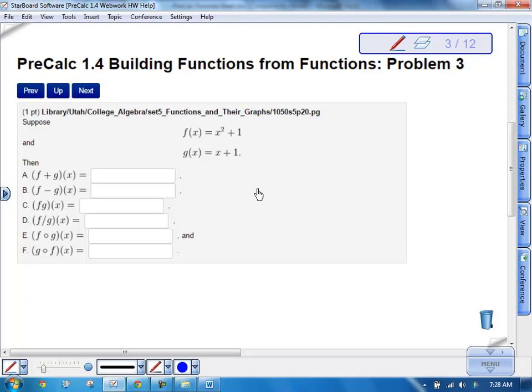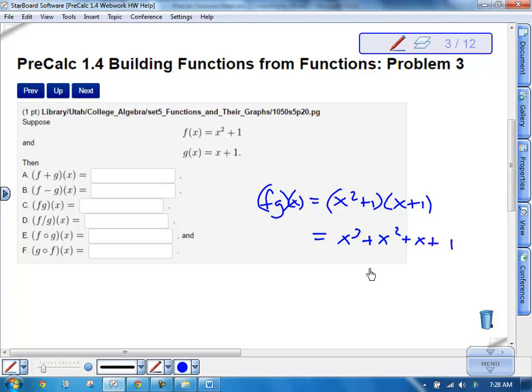Next one wants you to multiply the functions, so just take f of x times g of x, which would give you x squared plus 1, times x plus 1. You've got to FOIL this, in which case you get x cubed plus x squared plus x plus 1. And that goes right there. Next, divide them. That's pretty simple. x squared plus 1 over x plus 1. That would go over right here. Make sure you use parentheses.